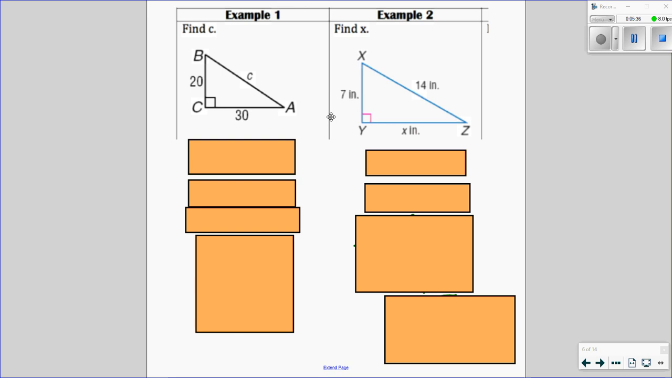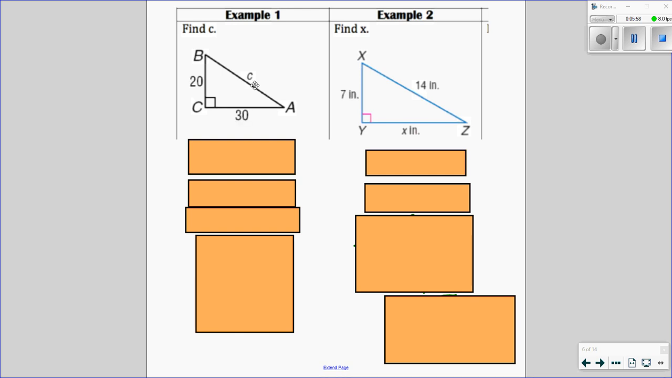So we're going to do a few examples based on the right triangle and finding the missing side. For the first one, we need to find C. So C, this is the hypotenuse. The hypotenuse is always opposite the 90-degree angle. Then we have BC and AC, which are the legs, and their values are 20 and 30.